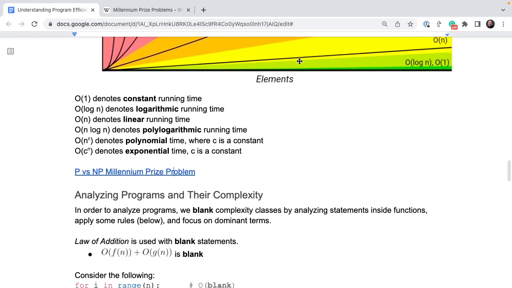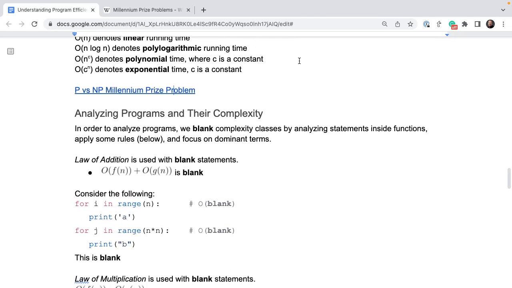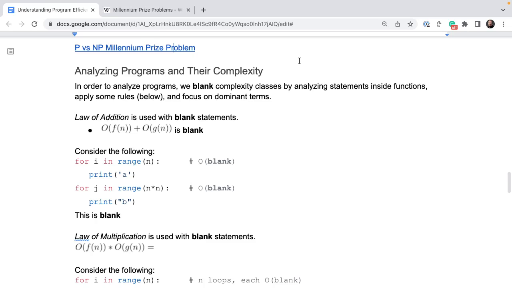All right. So let's go ahead and consider some properties that we'll use to analyze these programs using big O notation. So here's the math behind some of these. In order to analyze programs, we're going to combine complexity classes. There's going to be a part of the program that is maybe linear, and a part that is maybe quadratic, and we're going to have some rules that allow us to combine them and then focus on the dominant terms. So the law of addition is used with sequential statements.